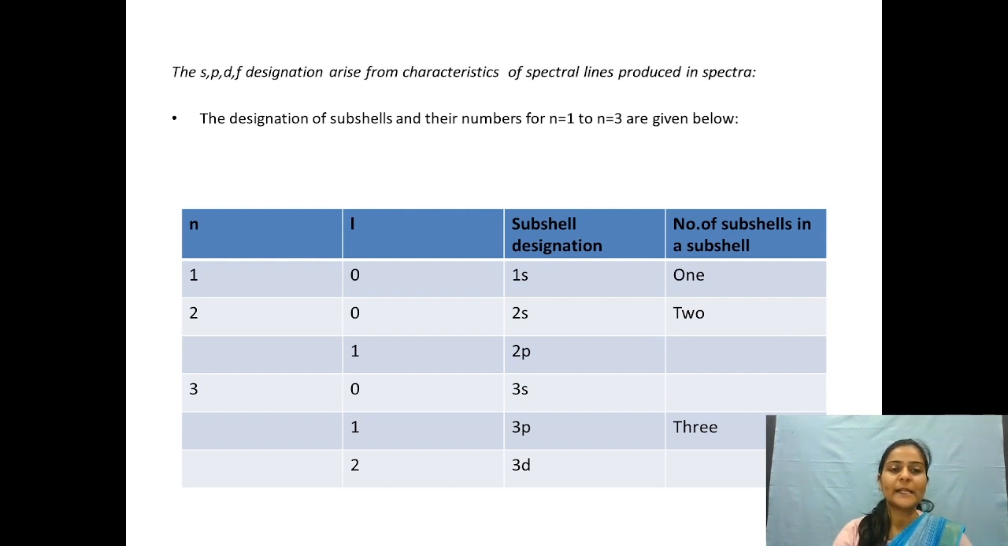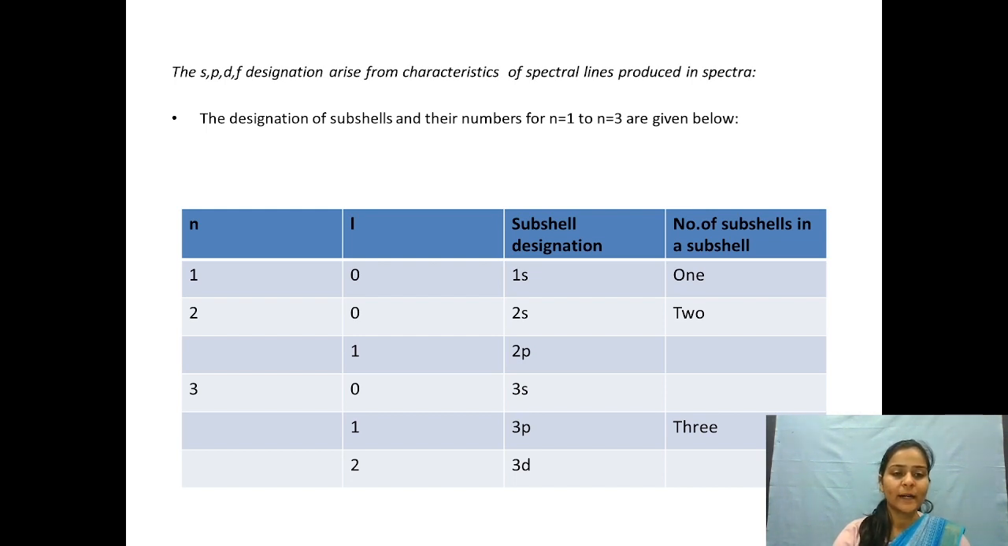These s, p, d, and f designations arise from the spectral lines produced in atomic spectra. As you can see in the table, I have written the different values of n, l, and the subshell designation, and overall the number of subshells present in that principal quantum number.